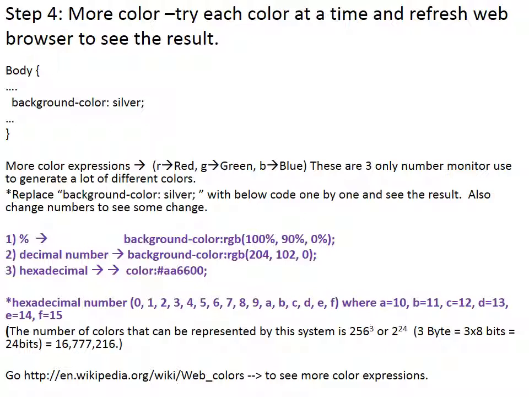There are so many options on color. However, I want you to remember that on the monitor, you only use three colors, red, green, and blue. Each color can be expressed as percentage 0 through 100% or as decimal number 0 through 255 or hexadecimal number 0 through FF. Hexadecimal number is 0, 1, 2, 3, 4, 5, 6, 7, 8, 9, A, B, C, D, E, and F, where A is 10, B is 11, C is 12, D is 13, E is 14, F is 15. You will get it later in Module 6.